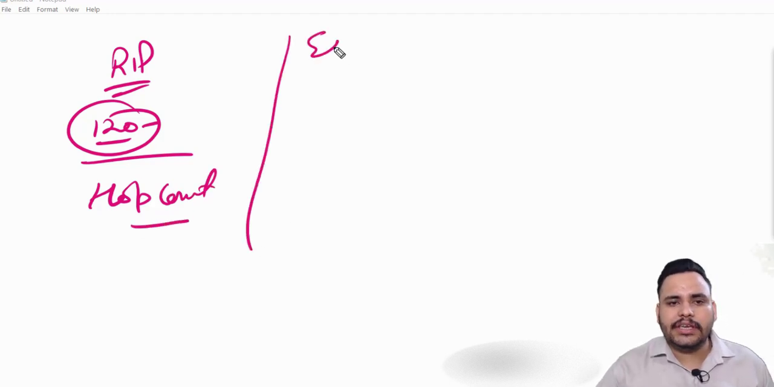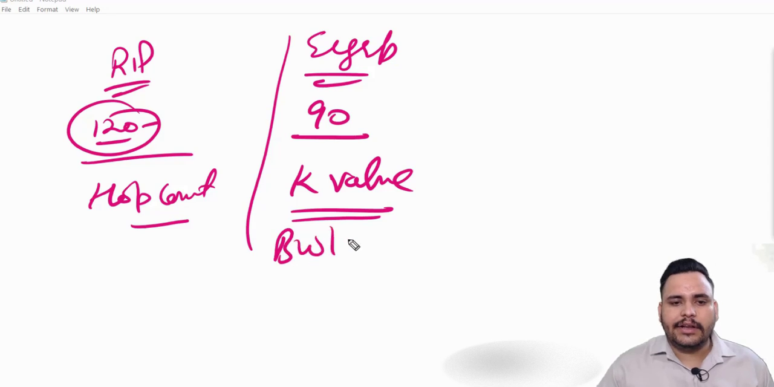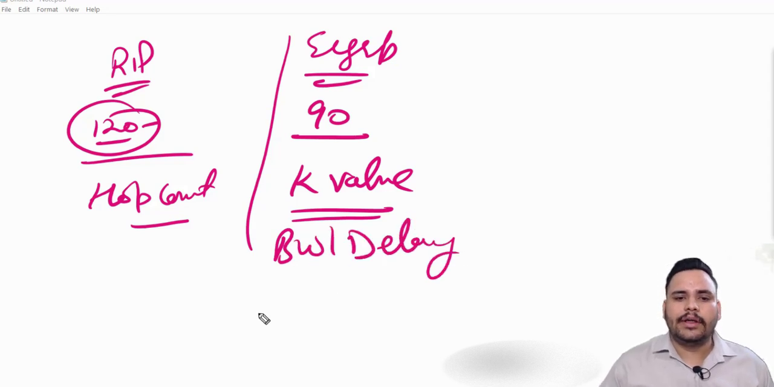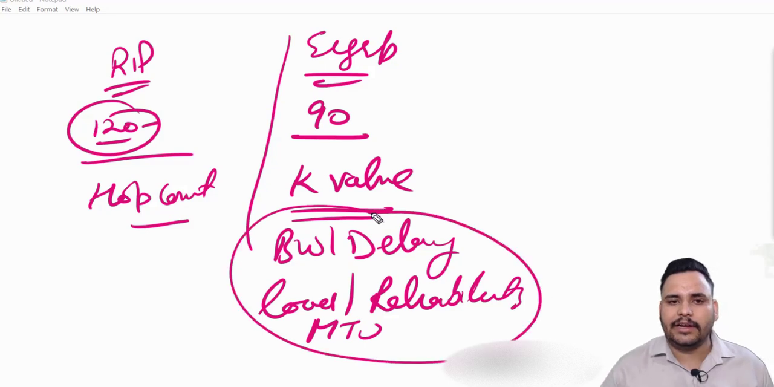If you choose EIGRP with the same AS number, 90 is the AD value and the K values are the metric: bandwidth, delay, load, reliability, and MTU, meaning maximum transmission unit, so it will check 5 K values.